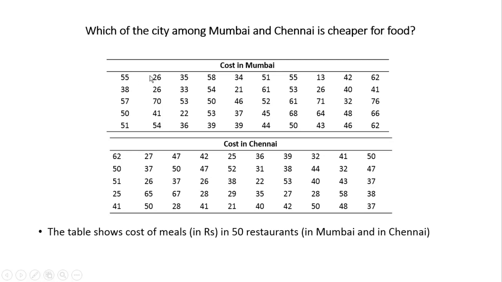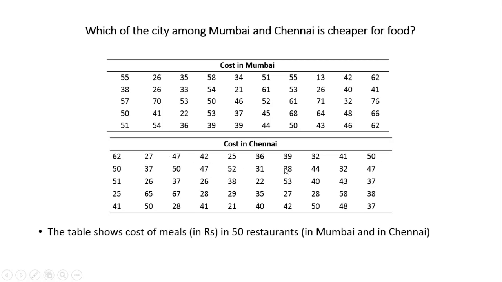Okay, in the same way, the second restaurant in Mumbai gives a meal for rupees 26. This is rupees 35. The same way, 58 rupees, 34 rupees, 51 rupees. So these are the cost of meals in 50 restaurants in Mumbai. The same way I have the cost of meals in 50 restaurants in Chennai. This is 62 rupees, 27 rupees, 47 rupees and so on.